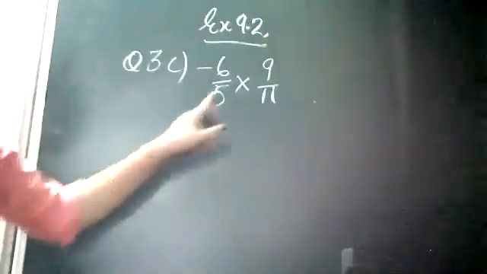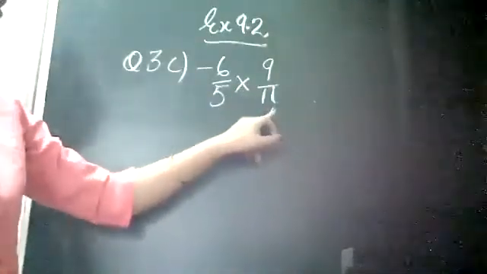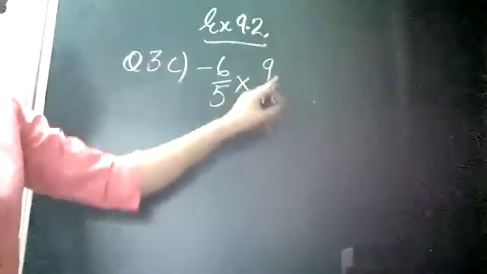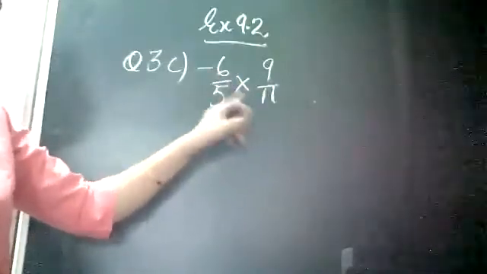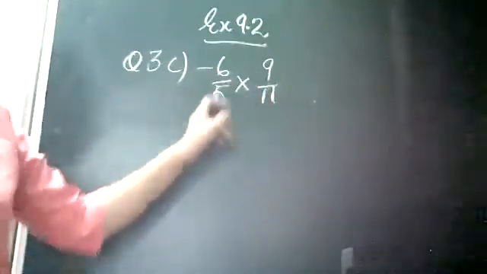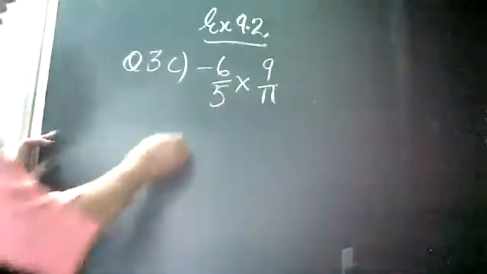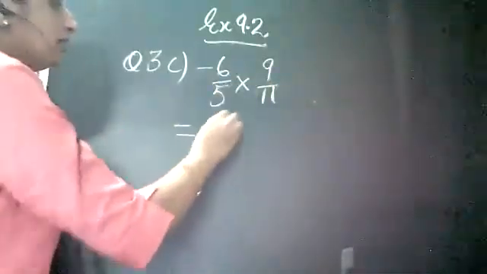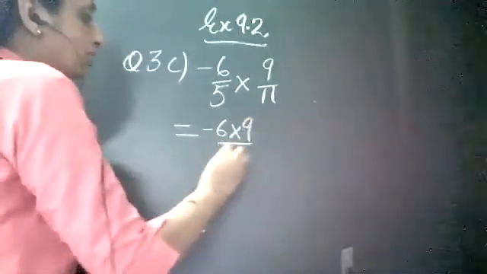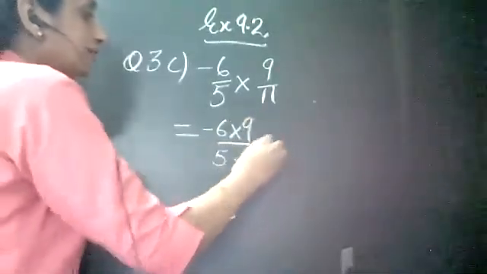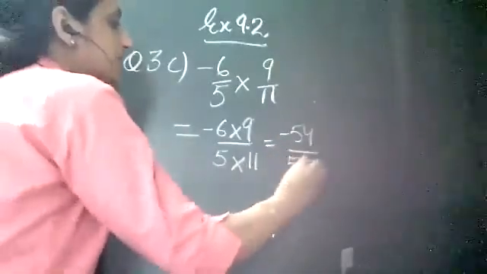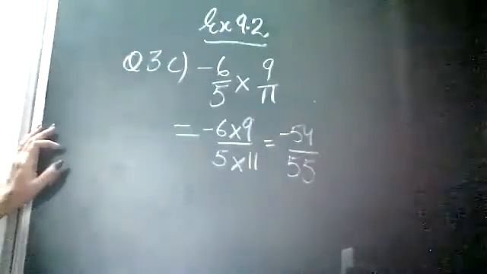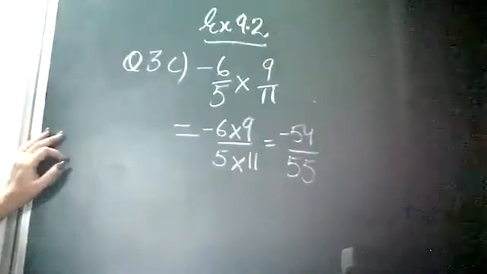Minus 6 upon 5 multiplied by 9 upon 11. As you can see, both numerator and denominators are not going in the same table. Even in the cross way, if you see the cross product, they are not going in the same table. So simply we are going to multiply the numbers. Minus 6 into 9: 6 nines are 54. And 5 11s are 55. This is a proper fraction because numerator is smaller than the denominator. So we are not going to change it into the mixed fraction. Okay, ma'am.